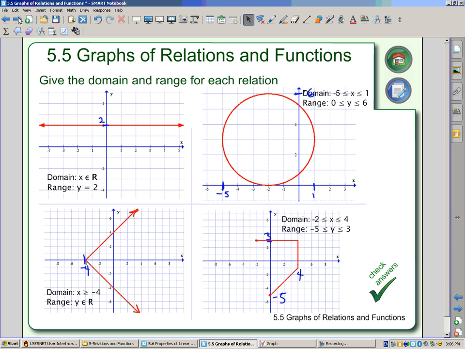So a horizontal line or a vertical line, you're going to have an equals. So here's a horizontal line that says y is equal to 2. If it was a vertical line, my domain would have x equals a number. In the circle, I'll just erase that part because that's in the way.